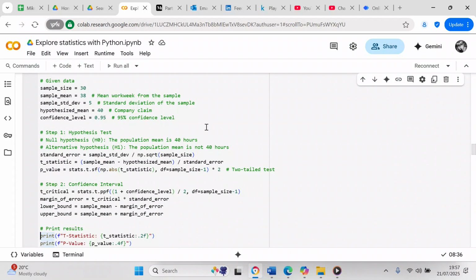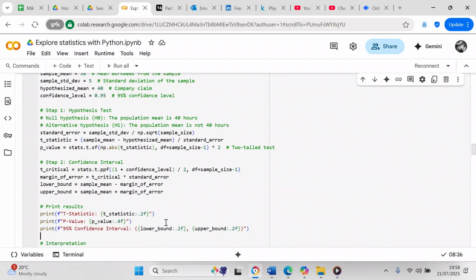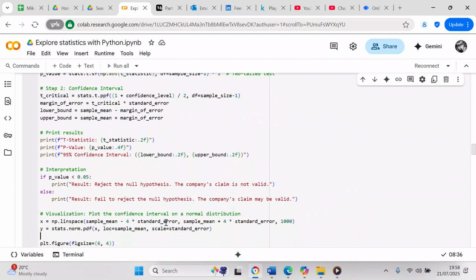And then for your confidence interval, t critical equals stats.t.ppf of (1 plus confidence level) divided by 2, comma, df equals sample size minus 1. Your margin of error equals t critical times standard error. Your lower bound is your sample mean minus the margin of error, and your upper bound is the sample mean plus the margin of error. And then we're going to print the results: the t-statistic, the p-value, and the 95% confidence interval.